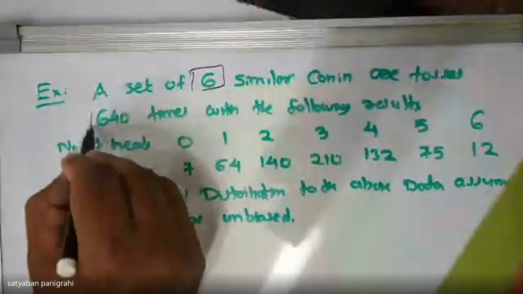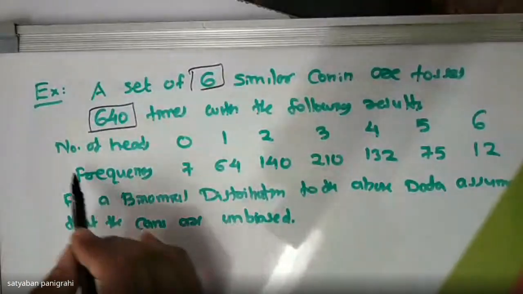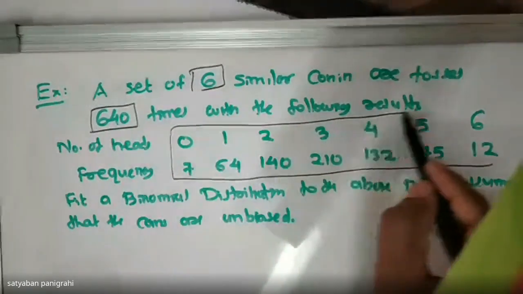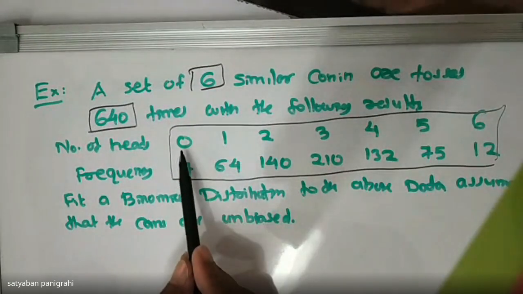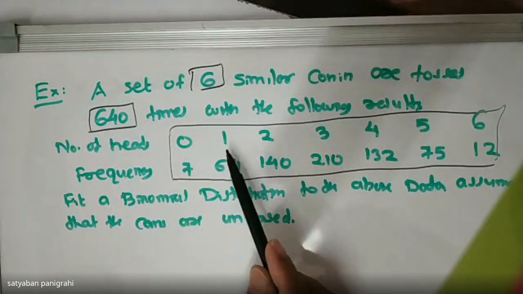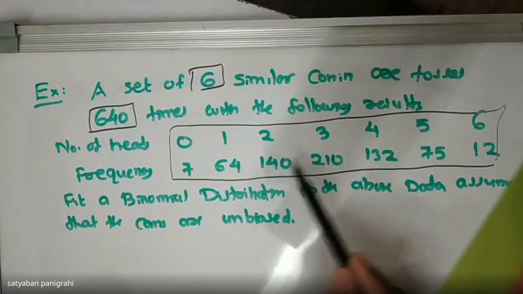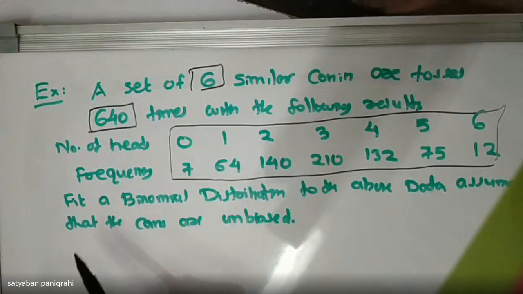6 similar coins are tossed 640 times with the following results: 0 heads 7 times, 1 head 64 times, 2 heads 140 times, similarly. And the question is, we have to fit the binomial distribution.